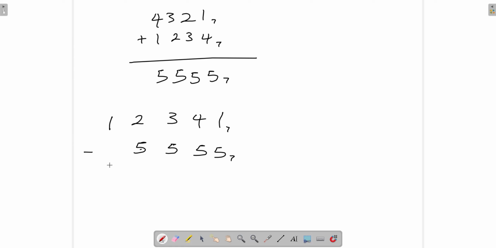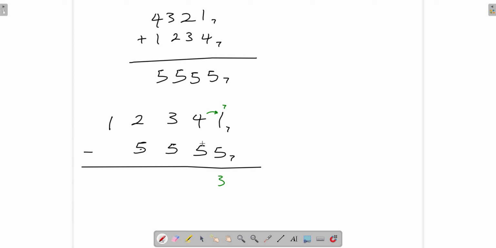Okay, we're subtracting. We obviously cannot subtract 5 from 1, so we borrow 1. This one we are borrowing is 7, so we add 7 to this one because we are calculating in base 7. If we're calculating in base 2, we'll be adding 2. If we're calculating in base 10, we'll be adding 10. If we're calculating in base 4, and so on and so forth. So we've got 1 plus 7, which is 8. 8 minus 5, we have 3.